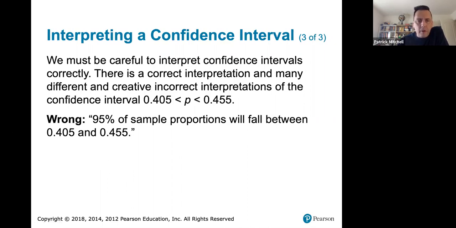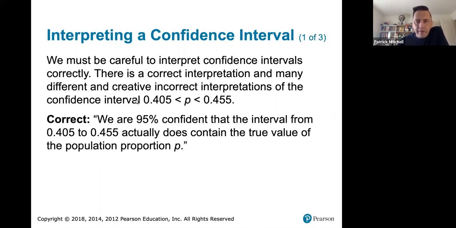Okay, so let's go back to how you will usually hear me say it when I have to interpret it. We're 95% confident that that interval contains the true value of P. Think of it this way: if you took 100 different samples, it would be okay to say that probably about 95 of them contain the true value of P.